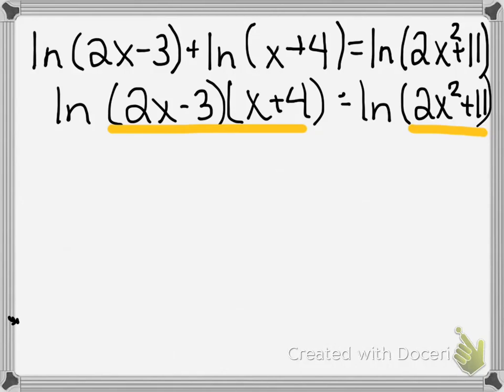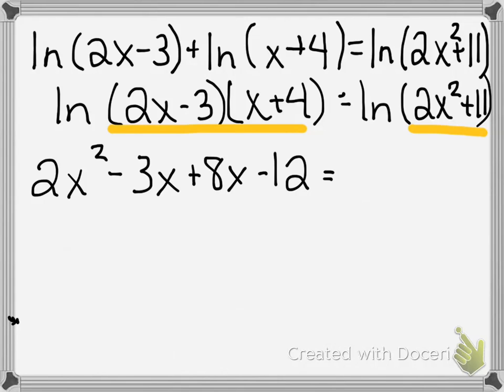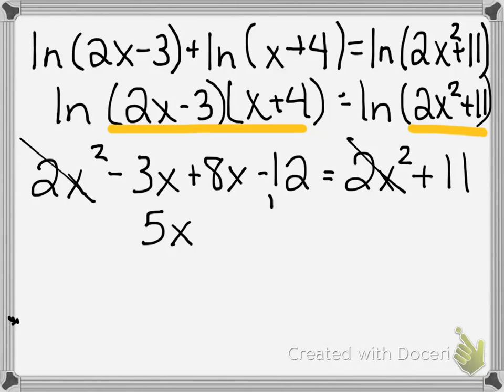So go ahead and multiply it out. You get 2x squared minus 3x plus 8x minus 12 equals 2x squared plus 11, so then you see you have 2x squared and 2x squared, which will cancel. And we have 5x. I'm going to add 12 and add 12, so 5x equals 23. So x must equal 23 over 5.